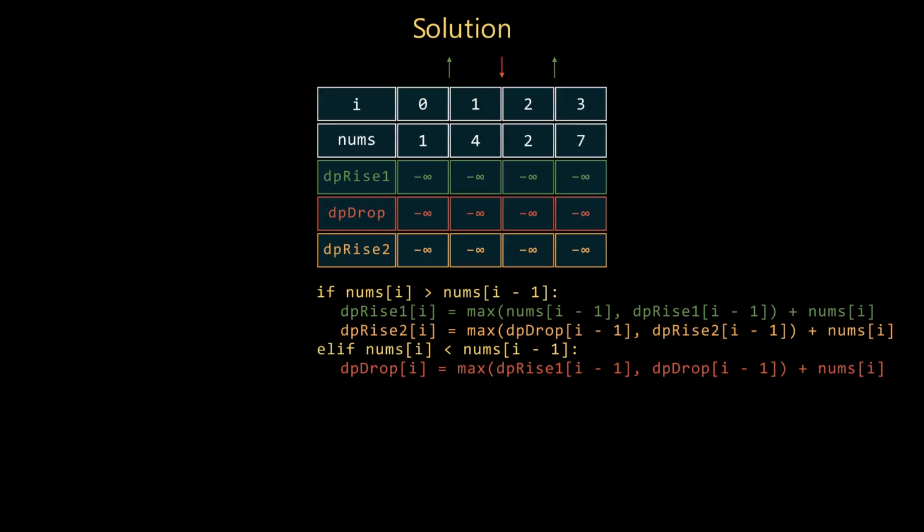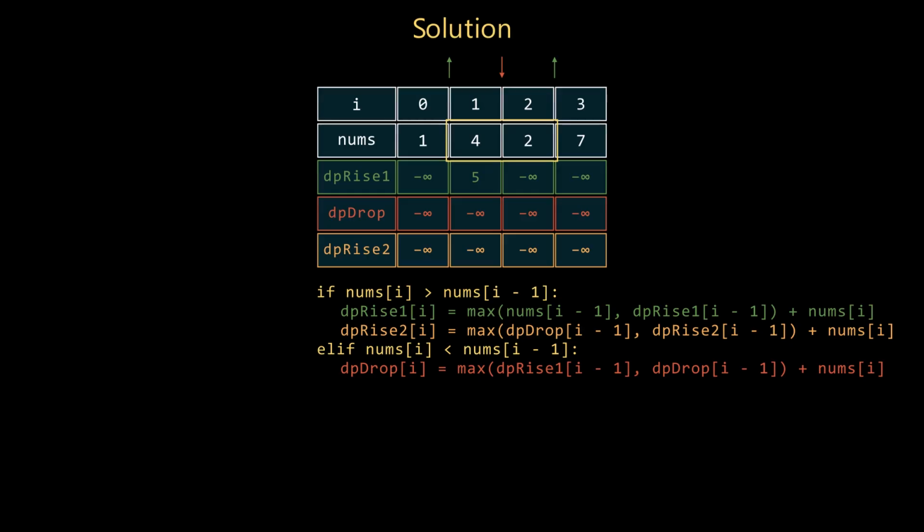Let's trace the logic on a table. Each row is a phase of the journey. We fill column by column starting at the second index, because a transition needs 2 adjacent values. At index 1, values rise from 1 to 4. That begins the first rising leg, take the previous value, add the current, and store 5 in the dpRise1 row.